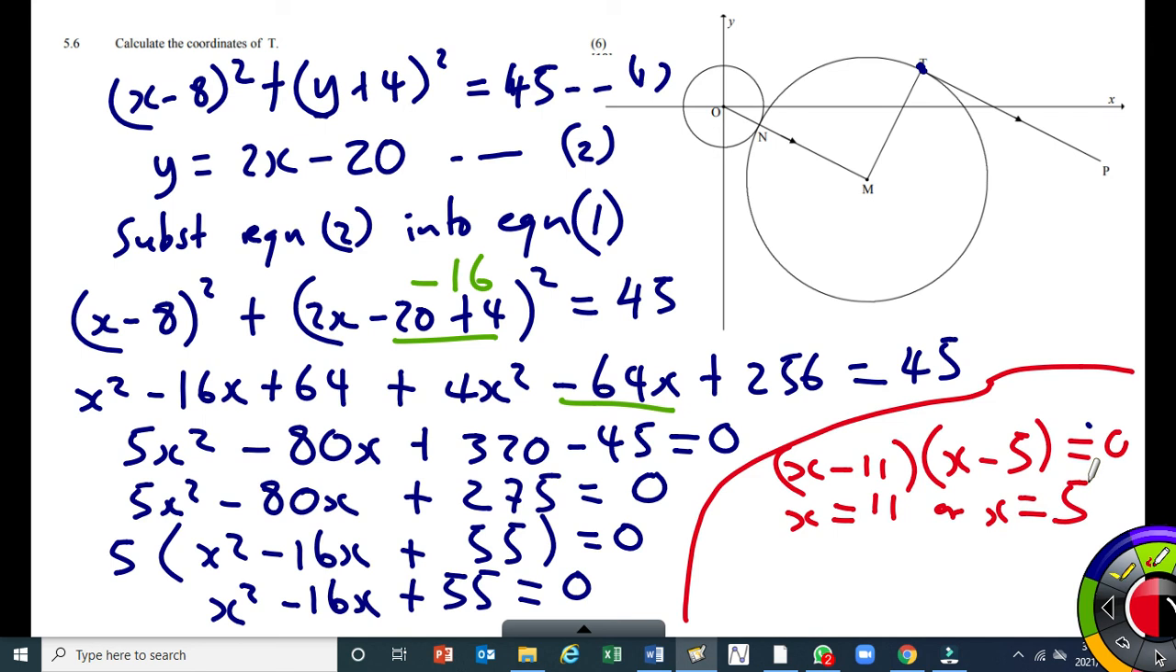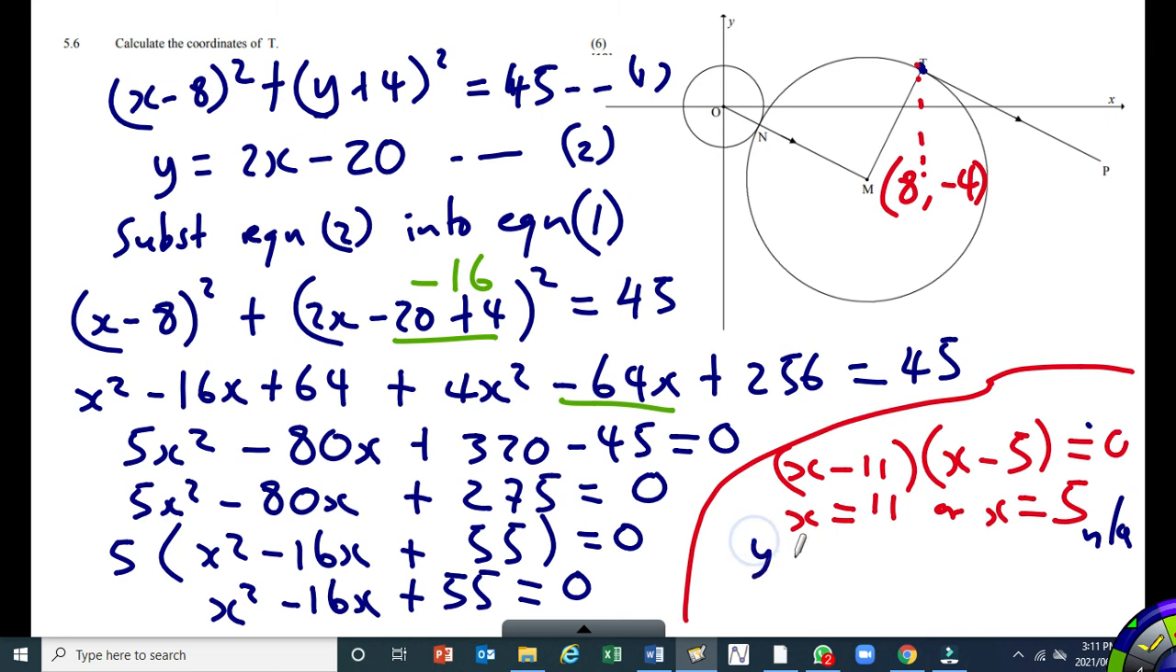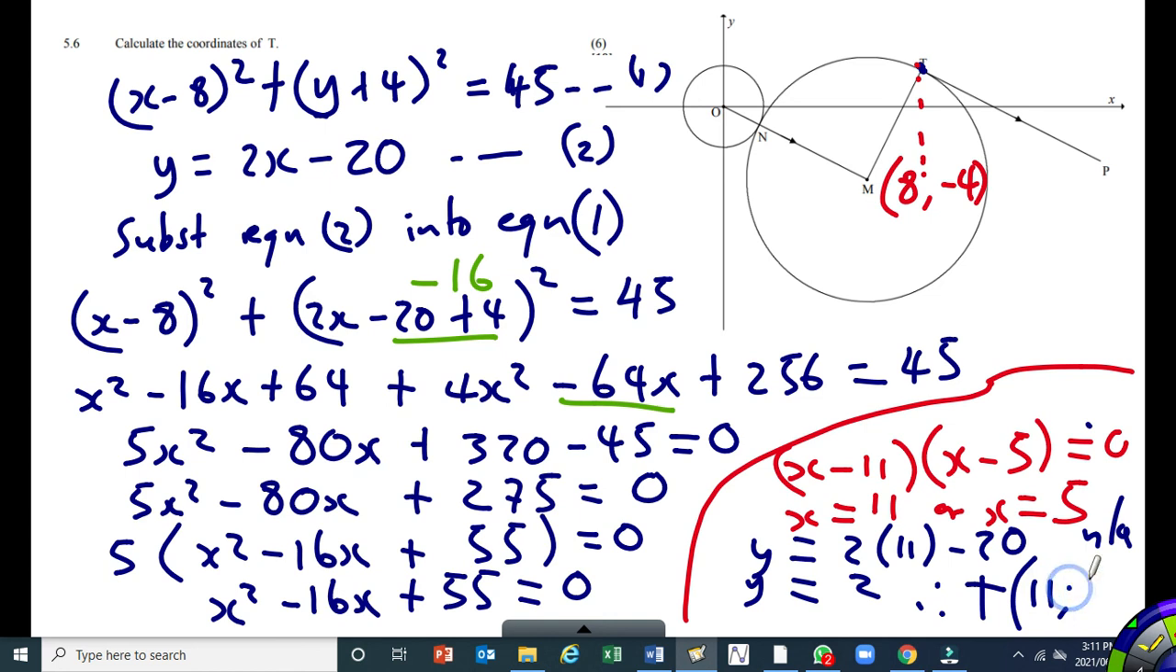Then you have to reject one of them. To reject one of them, you must use common sense. At M, x is 8 and y is minus 4. Therefore, at T, is the value of x going to be positive 5 or positive 11? Positive 11. So we reject this one here. Now we substitute that value here. So y equals 2 times 11 minus 20, and you get y equal to 2. Therefore, the coordinates of T are x equal to 11 and y equal to 2.